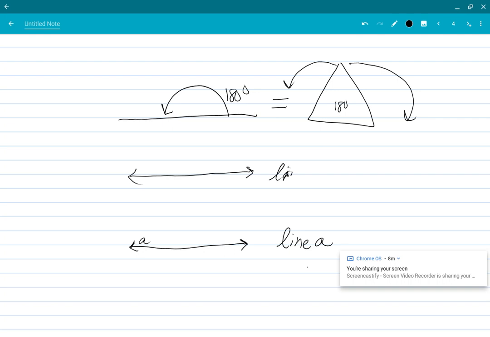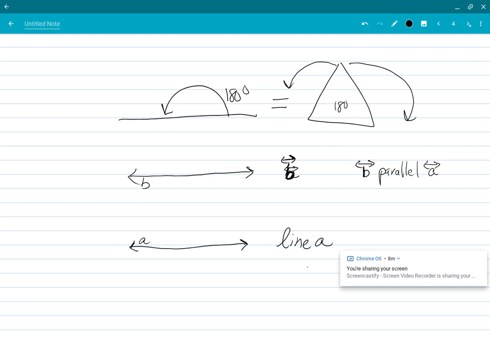By the way, instead of writing the word line, those nerdy mathematicians do this. That's the symbol for line. It's like a little baby line on top, right? All right, so first, line B is parallel to line A.